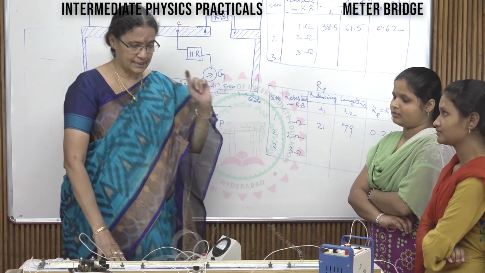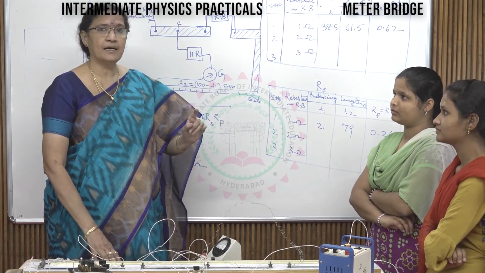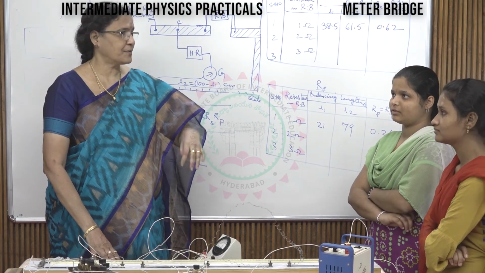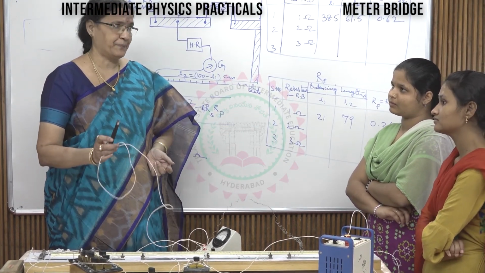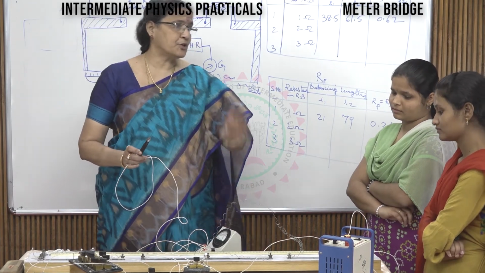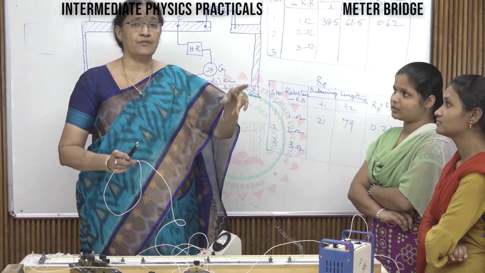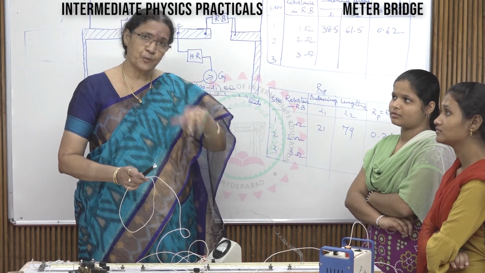When you are getting zero deflection in the galvanometer, either in this part or in the earlier experiment, the jockey is dividing the meter bridge wire into two parts. Listen carefully, not two halves, two parts.